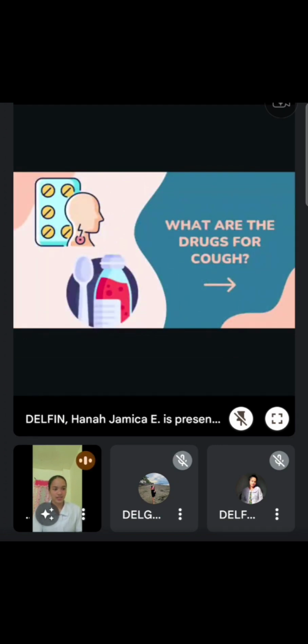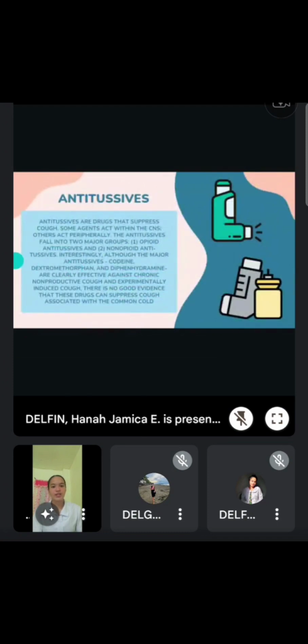What are the drugs for cough? First is the antitussives. Antitussives are drugs that suppress cough. Some agents act within the CNS, others act peripherally. The antitussives fall into two major groups. First is the opioid antitussive and second is the non-opioid antitussive.